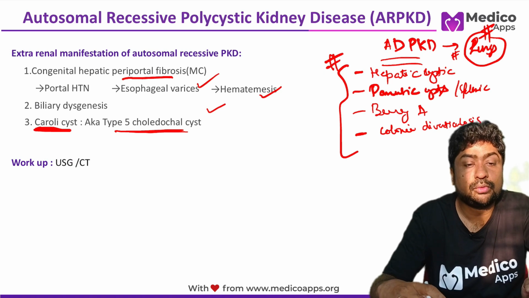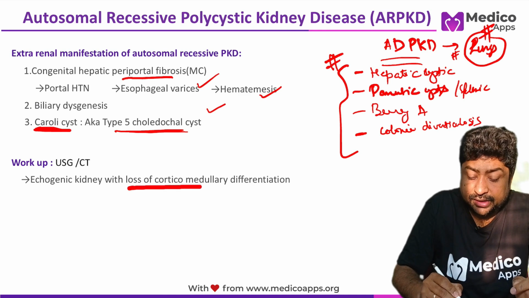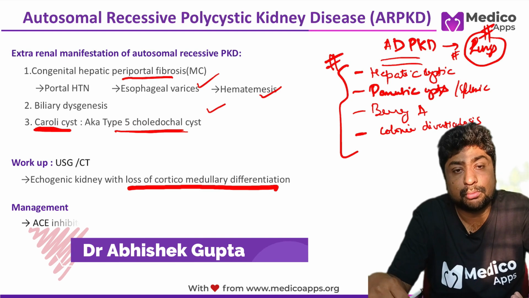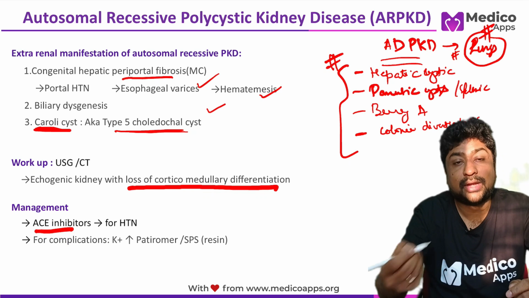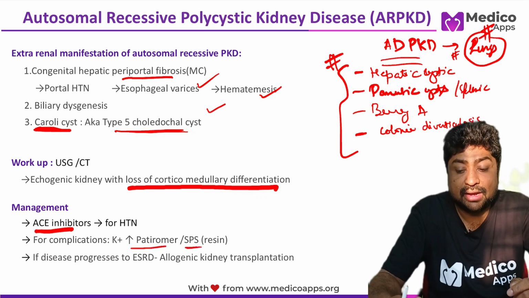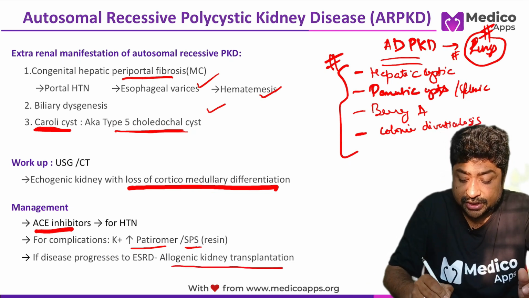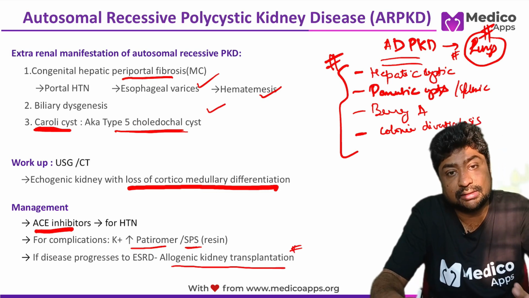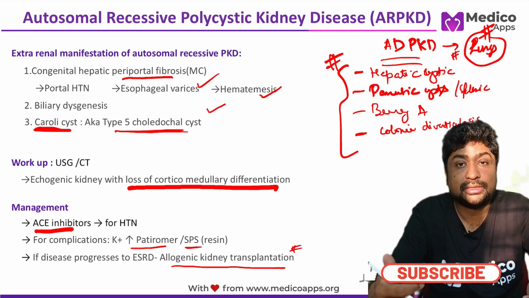How do we work up? We can do an ultrasound or CT scan, and you will find a kidney with loss of corticomedullary differentiation. How do we manage it? Primarily symptomatic. For hypertension, we will give ACE inhibitors, and because potassium may be increased, we can give patiromer or SPS resins. The only treatment available is allogenic kidney transplantation, because the allogenic kidney will not have that gene, and the patient will be able to survive. So allogenic kidney transplantation is the treatment or management of choice.